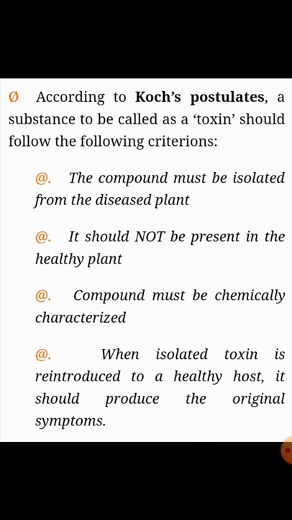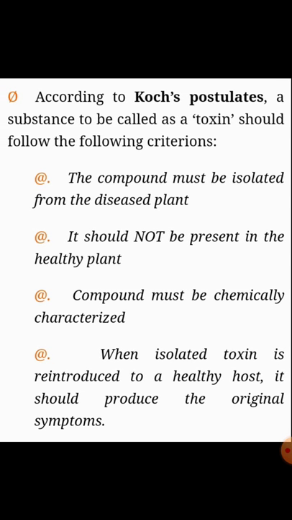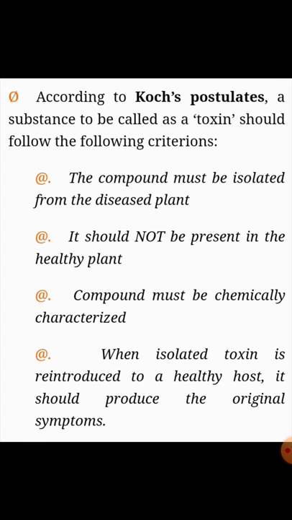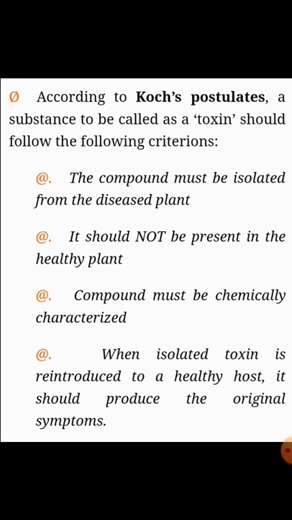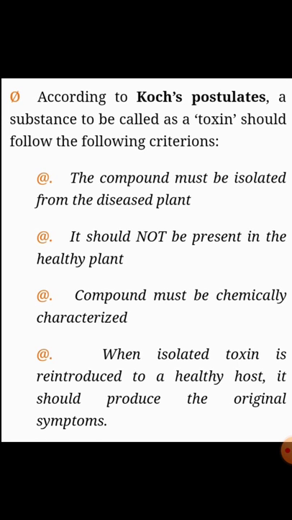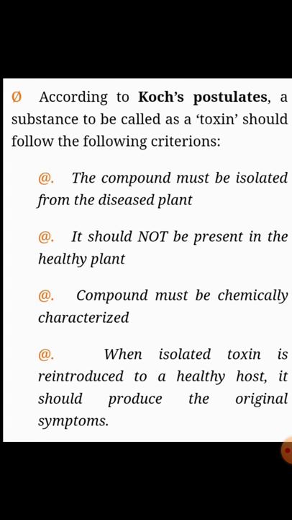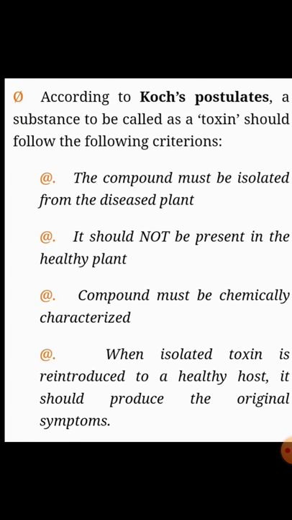Now next, according to the germ theory or according to Koch's postulates, a substance to be called a toxin should have the following criteria. The compound must be isolated from the diseased plant. A toxin is produced where disease is caused. So the compound which we isolate from the diseased plant is always a toxin, or you can say a toxin must be isolated from the diseased plant.